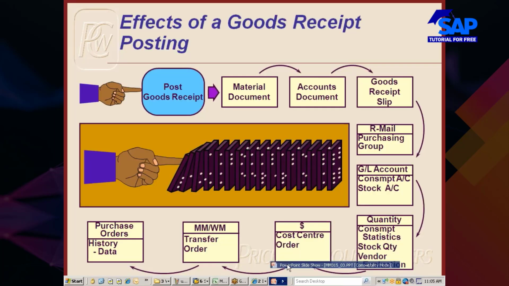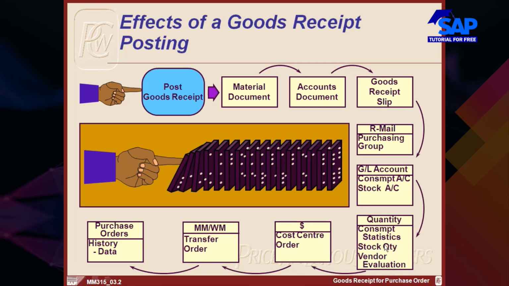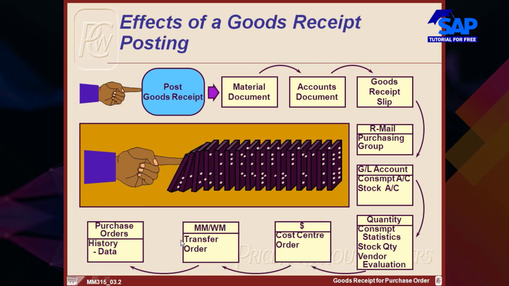Now let me take you back to slide. You see here, stock quantity gets updated. If it's a consumable material, even the consumption statistics will get updated. Then in case if you are doing with reference to cost center, the cost center order will get updated. Transfer order will be triggered provided if your WM module is integrated with MM module.